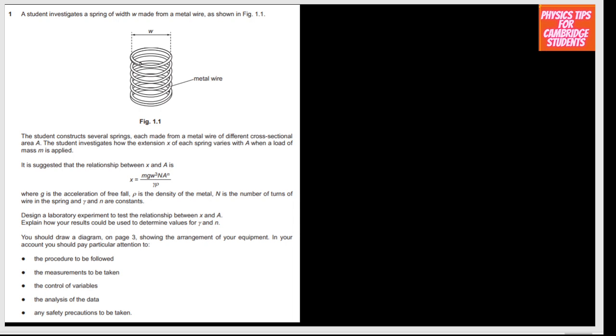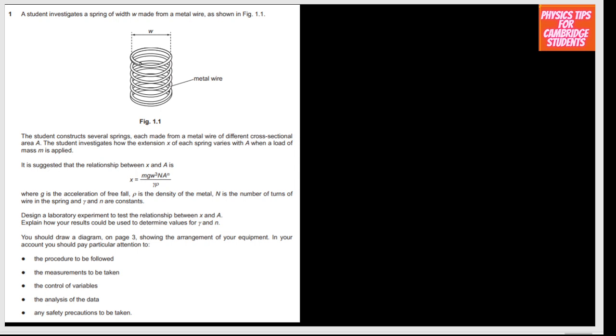The student constructs several springs, each made of a metal wire of different cross-sectional area A. The student investigates how the extension X of each spring varies with A when a load of mass M is applied. It is suggested that the relationship between X and A is that. So that's the expression that you are given, where G is the acceleration of free fall, rho is the density of the metal, N is the number of turns of wire in the spring, and gamma and N are constants.